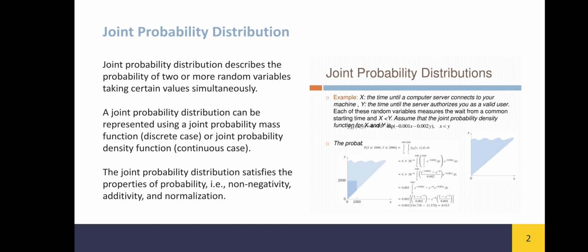Joint probability distribution. Joint probability distribution describes the probability of two or more random variables taking certain values simultaneously. A joint probability distribution can be represented by using a joint probability mass function or joint probability density function. The joint probability distribution satisfies the properties of probability, that is, non-negativity, additivity, and normalization.